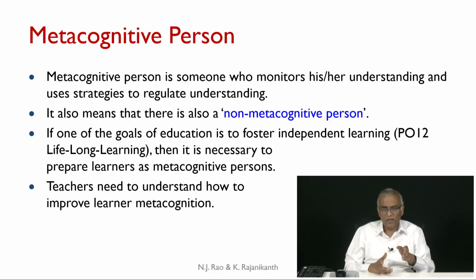And one of the goals of engineering education is to foster independent learning, which is stated as program outcome 12, called lifelong learning. So if you want to attain PO12 through your engineering program, it is necessary to prepare learners as metacognitive persons. You cannot establish that a student is a lifelong learner otherwise. The main route is to make him a metacognitive person. And because of that, teachers need to understand how to improve learners' metacognition.